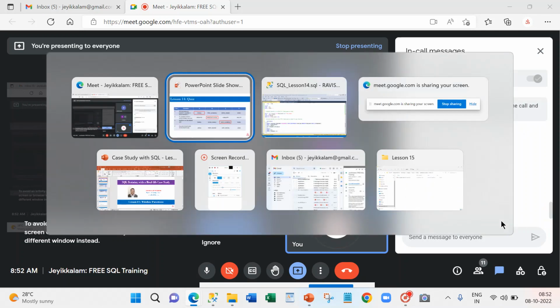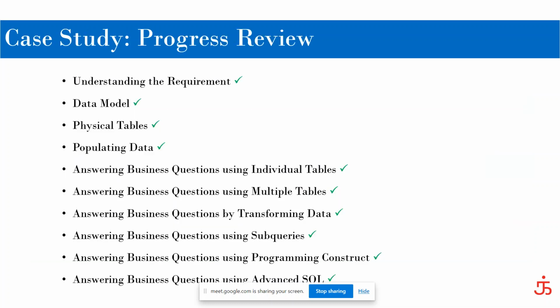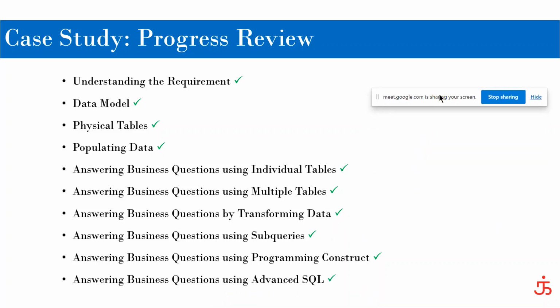Okay, 4D. Yes, very good, guys. I think you guys have answered. I think 4D is the right answer. We'll use lag to generate the previous record value. So with that, we have come to the end of all presentation.